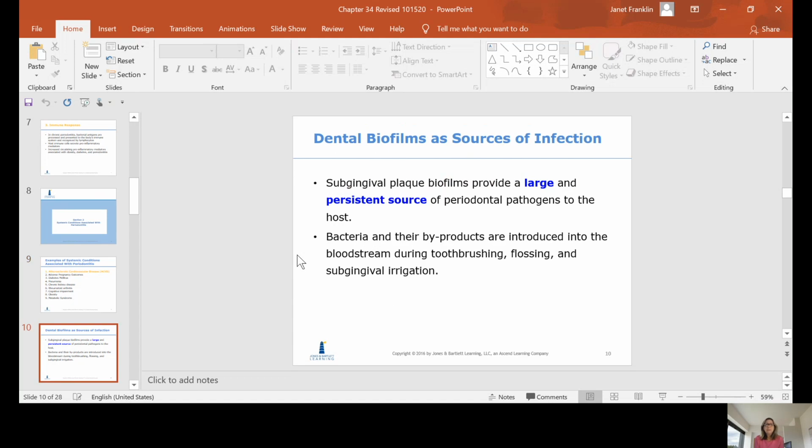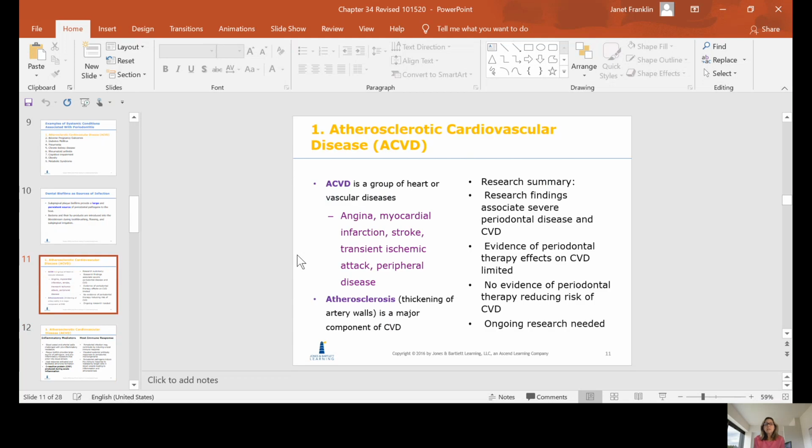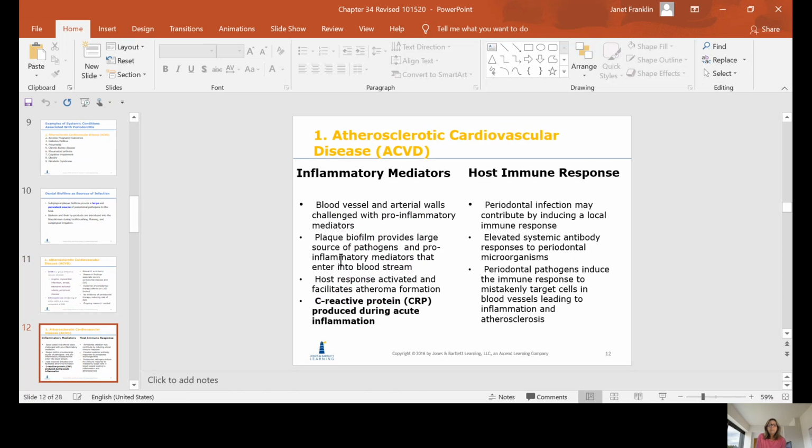Dental biofilms. Subgingival plaque biofilms provide a large and persistent source of periodontal pathogens to the host. Let's look at atherosclerotic cardiovascular disease. That includes this group right here of different types of vascular diseases. You've heard of most of them, if not all of them. Research findings associate severe periodontal disease with cardiovascular diseases. So inflammatory mediators and host response play an important role.